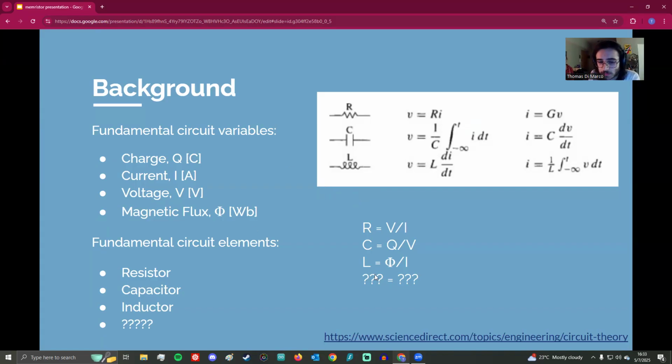We see, though, that there is something missing. There seems to be only 3 relations and 4 variables. There seemed to be an extra relation that could be drawn, and nobody spotted this. Nobody really paid attention to this until the 1970s, when a certain Professor Leon Chua, electrical engineer and physicist, made the argument of symmetry, that there should be a 4th element, and there should be some relation between flux and charge. There should be a missing block.